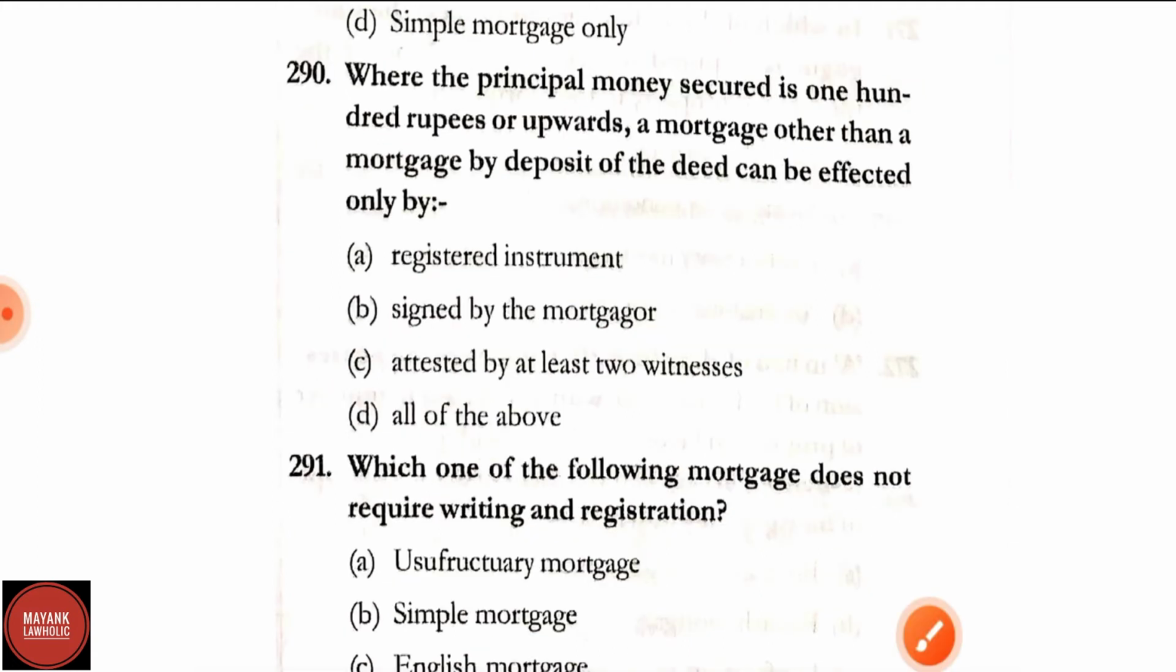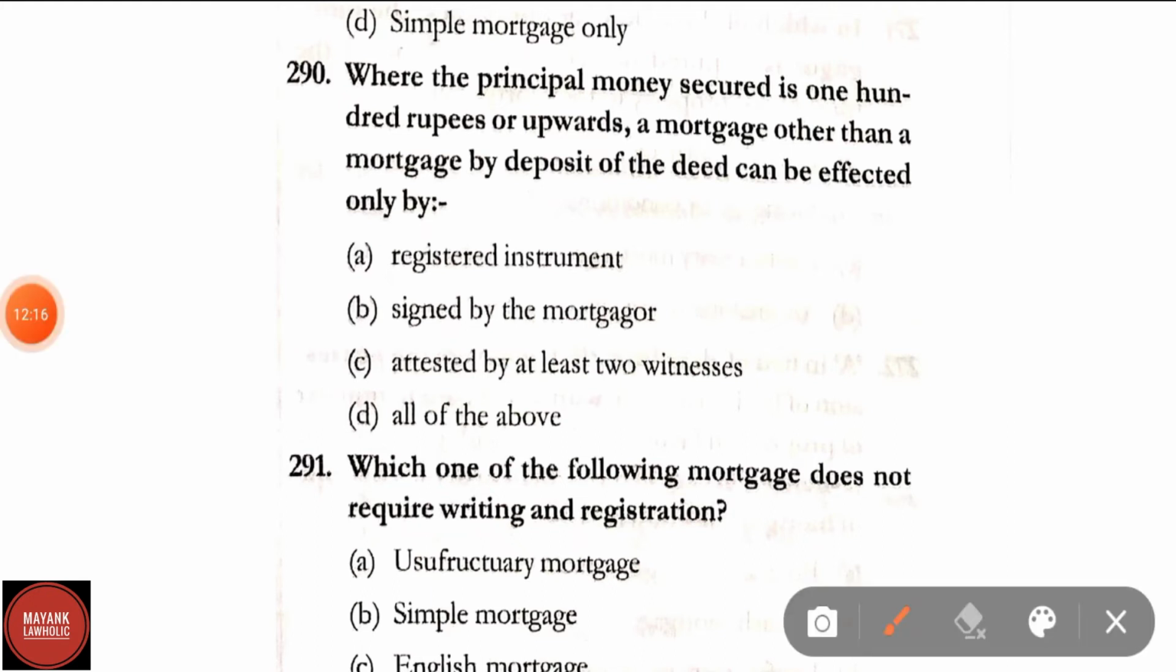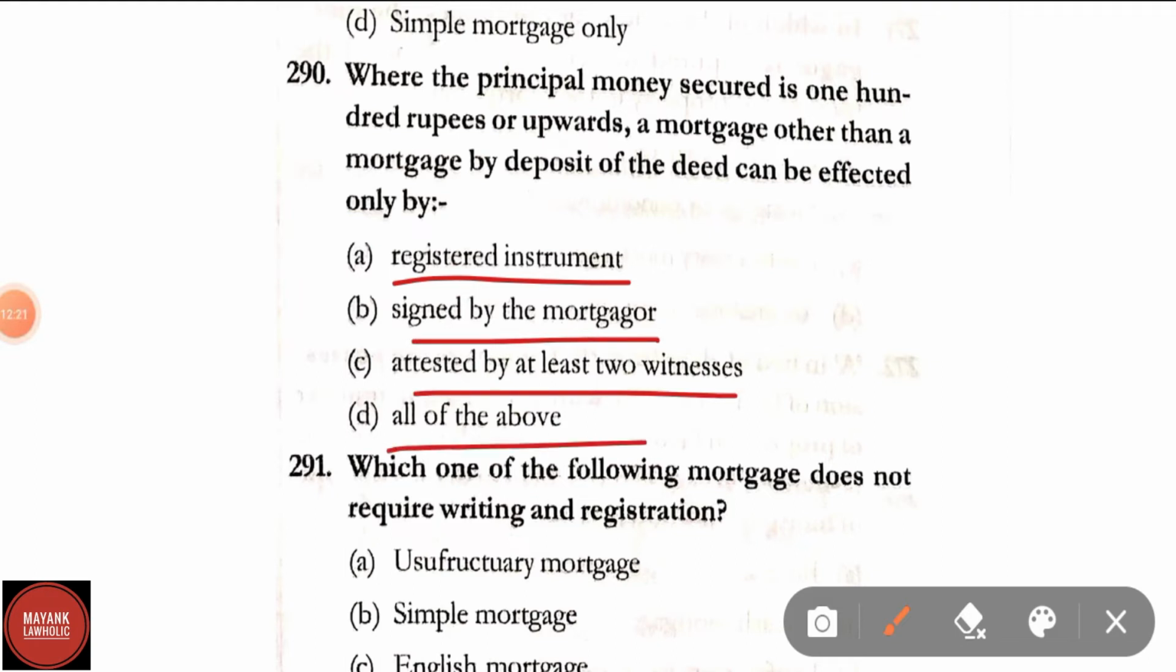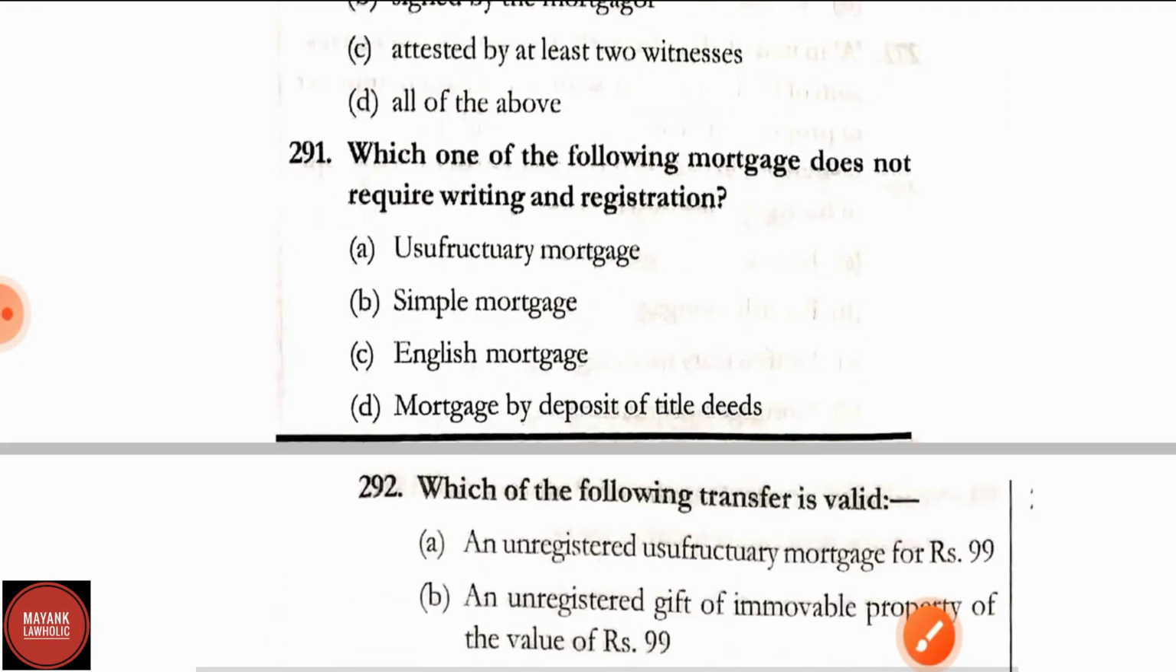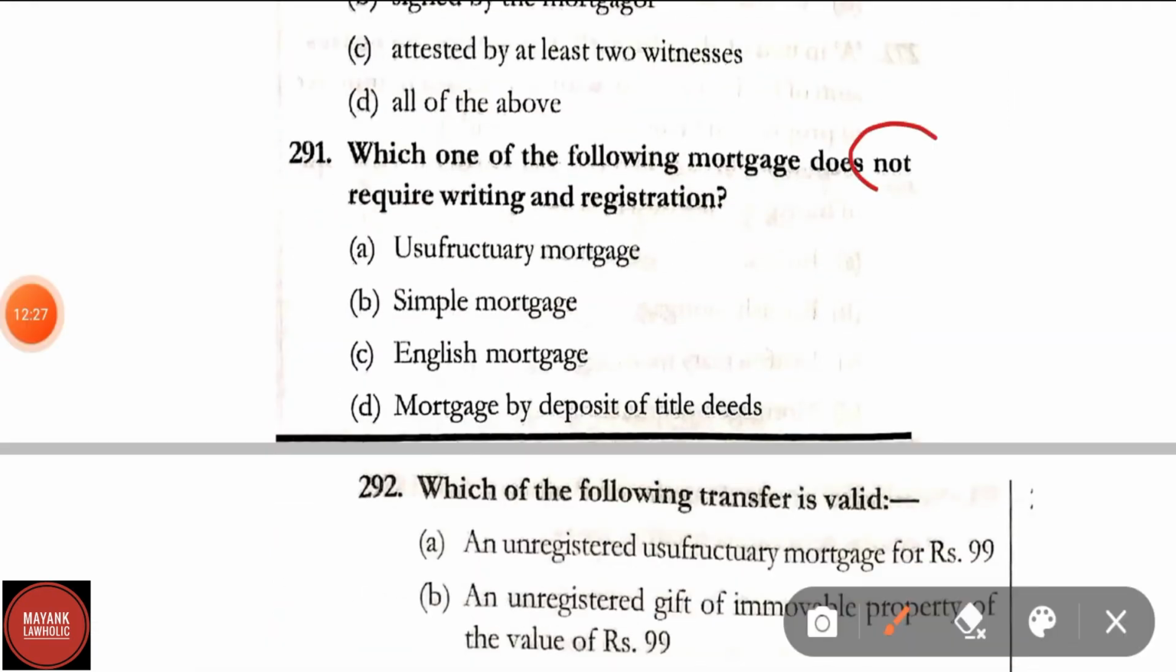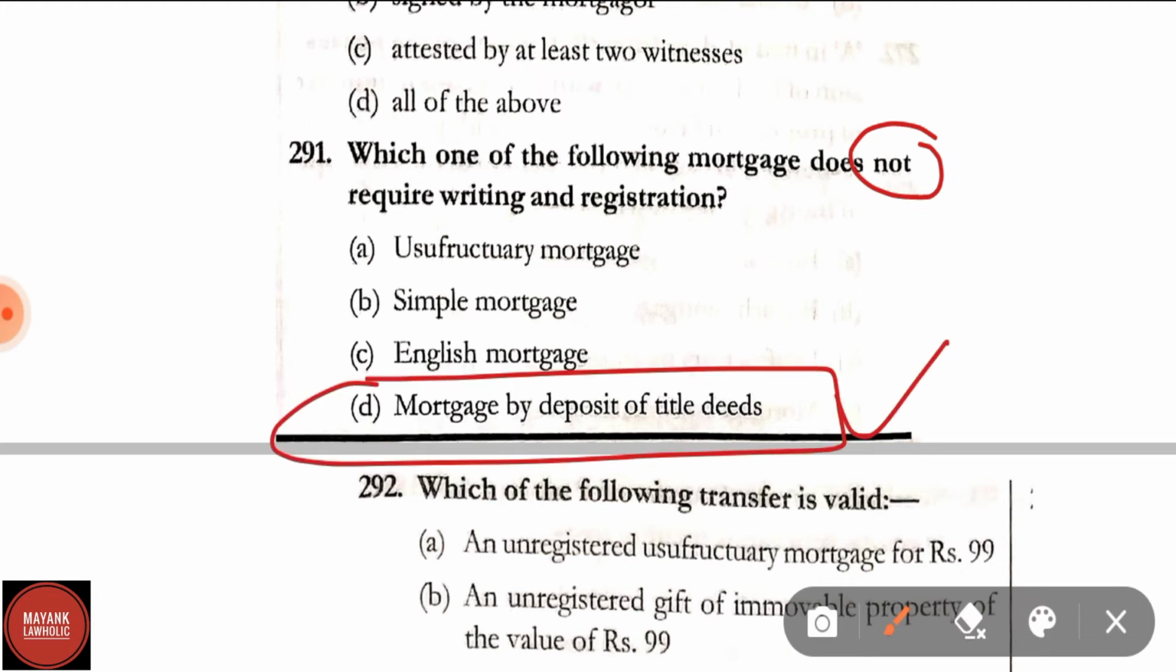Question number 290. Where the principal money secured is 100 rupees or upwards, the mortgage other than the mortgage by deposit of title deeds can be effected only by registered instrument signed by the mortgagor, attested by at least 2 witnesses, all of the above. Here correct answer is option D. Question number 291. Which one of the following mortgages does not require writing and registration? Options are usufructuary mortgage, simple mortgage, English mortgage, mortgage by deposit of title deeds. Correct answer is option D, that is mortgage by deposit of title deeds.